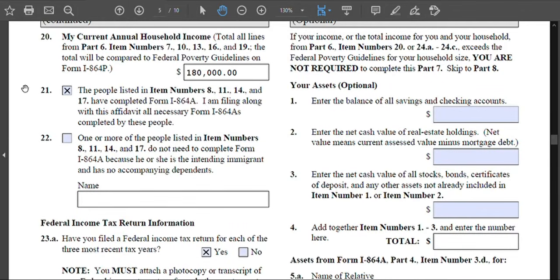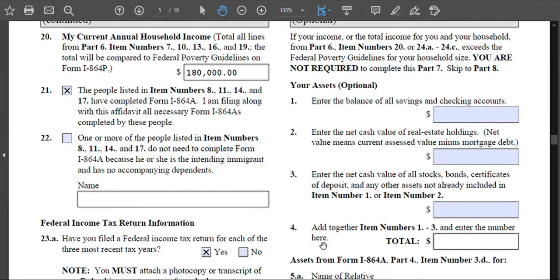A lot of people tend to skip these two questions, and it's important that you read them very carefully. Question 21 is asking if any of the people in the previous part that we have indicated, any household members that we have mentioned, will be completing form I-864A. You may be wondering, what is this form? Well, I-864A is another affidavit of support contract between the sponsor and their household member.